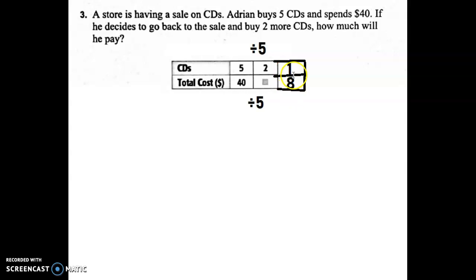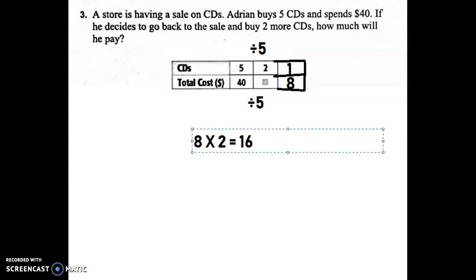So now I know that. But that's not answering my question, right? Because it's asking for 2 more CDs. So how much will he pay? So I know for every 1 CD, it's $8. So if he's buying 2 CDs, how did I go from 1 to 2? I'm multiplying 1 times 2, which means I need to multiply this number by 2. So whatever 8 times 2 is, it's going to be my answer.